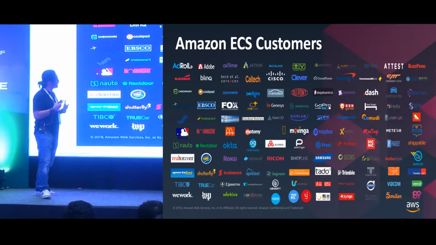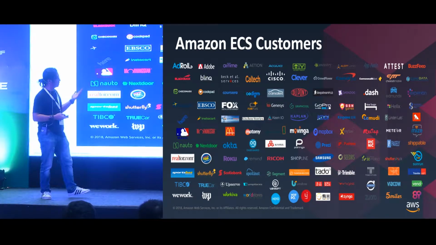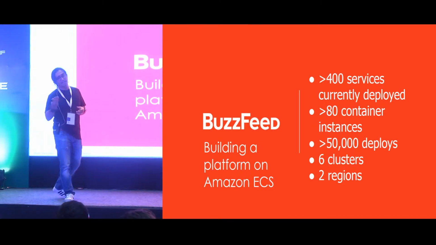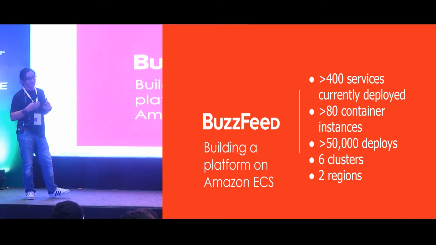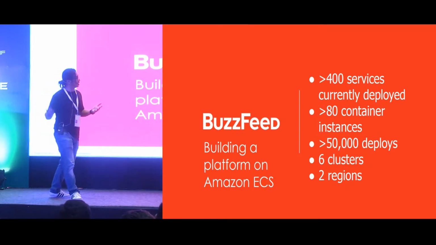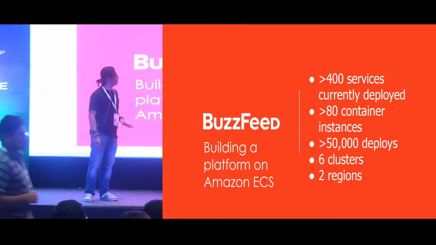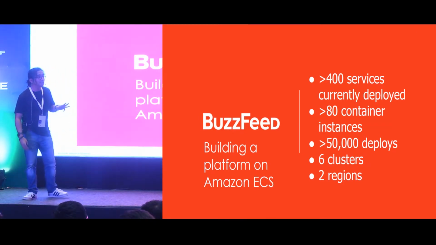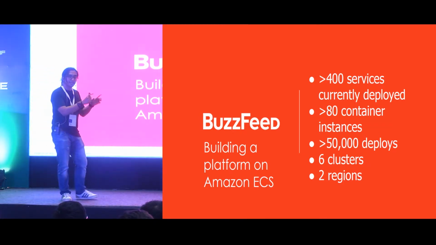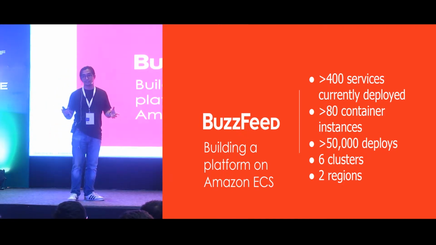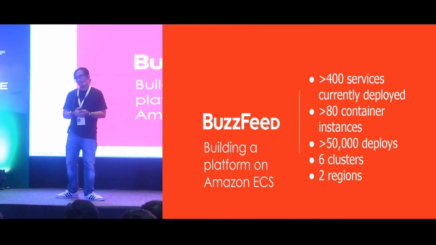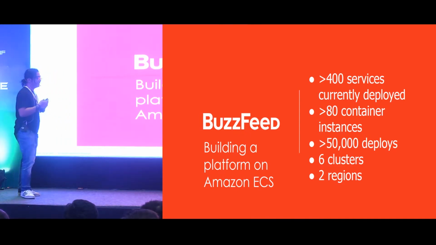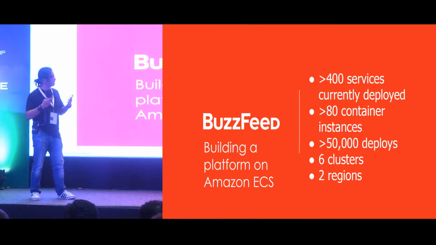Amazon ECS also helps our customers, starting from Atrol and GoPro. And this is one really good example from our customers, BuzzFeed. They've been building a platform on Amazon ECS. Just imagine this: 400 services with 80 container instances, 50,000 deploys. They have 6 clusters across 2 regions. This is how Amazon ECS helps our customers. It makes it easy for them to manage and orchestrate their containers.